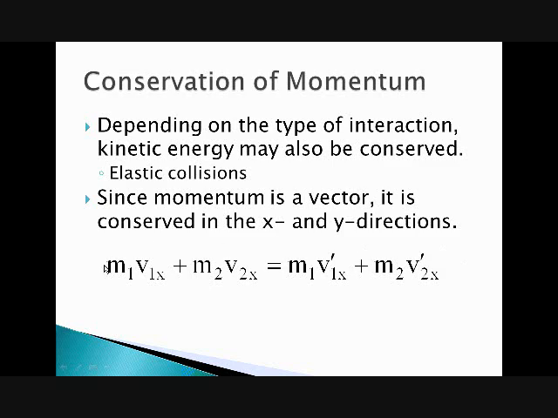Here's our conservation of momentum in the x direction. The mass of object 1 times the velocity of object 1 in the x direction plus the mass of object 2 times its velocity in the x direction before the interaction is equal to the mass of object 1 times its new velocity in the x direction plus the mass of object 2 times its new velocity. This is only in the x direction. And we do the same thing for the y direction. Momentum has to be conserved in all directions. Because momentum is a vector, the conservation of momentum applies in both the x and y directions.